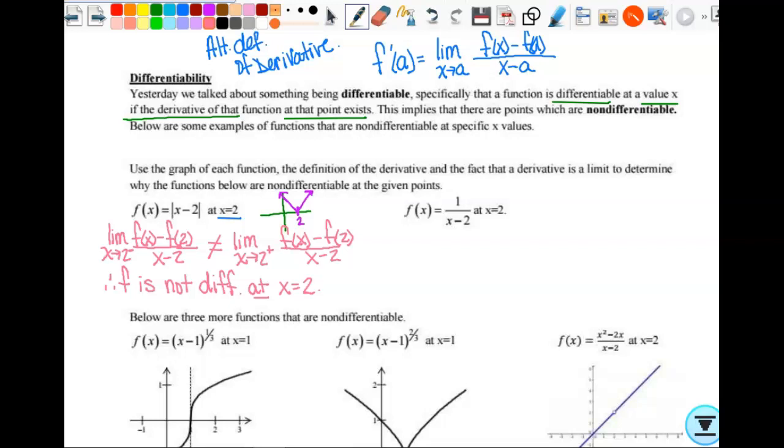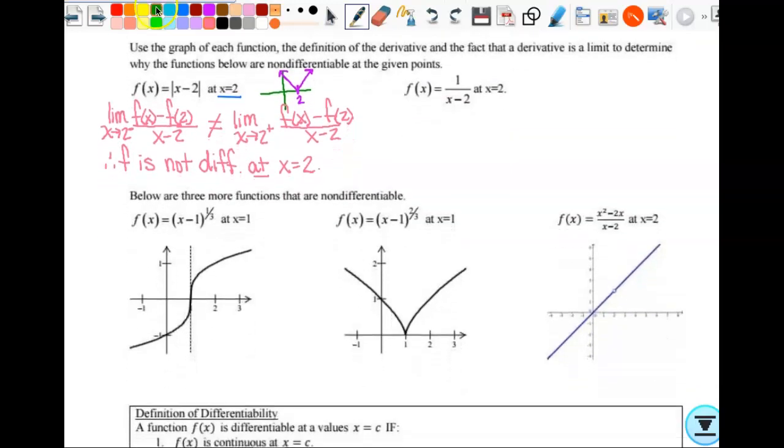All right. Let's look at this one. This one also just gets shifted to the right. We have a horizontal asymptote at y equals 0 because it's bottom heavy. And then I'm going to have a vertical asymptote at 2. And my graph looks like this. Okay. So I want to know at 2.